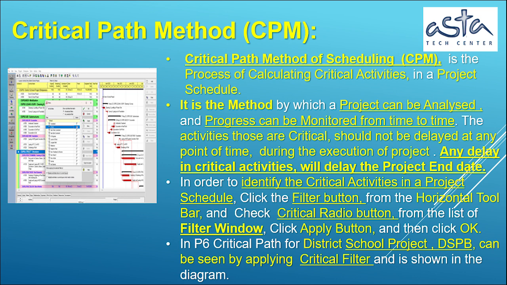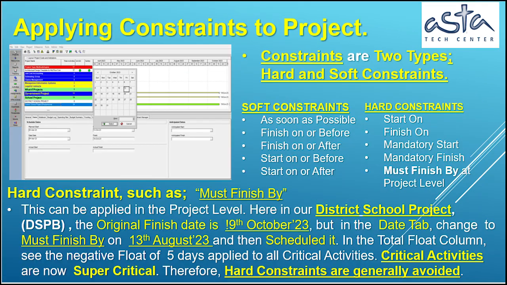In order to identify the critical activities in a project schedule, click the Filter button from the horizontal toolbar and check the Critical radio button. From the list of filter window, click Apply button, and then click OK. In our district school project, DSPB, the critical filter has been applied. Critical activities along the critical path are shown.